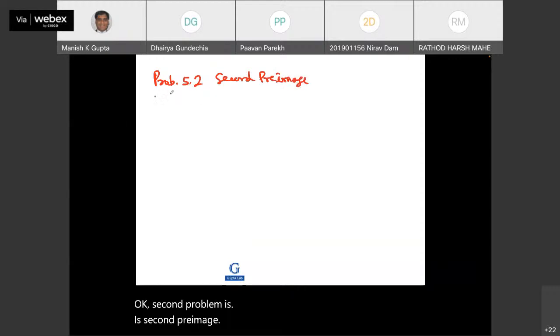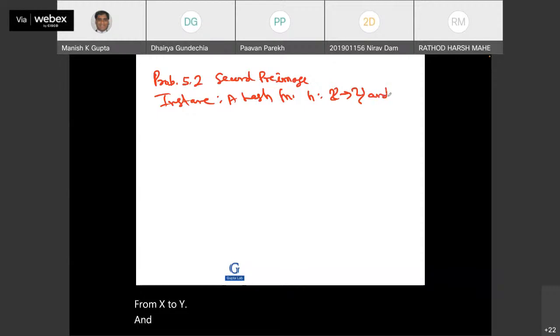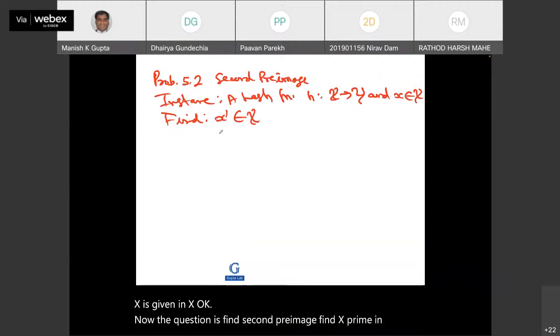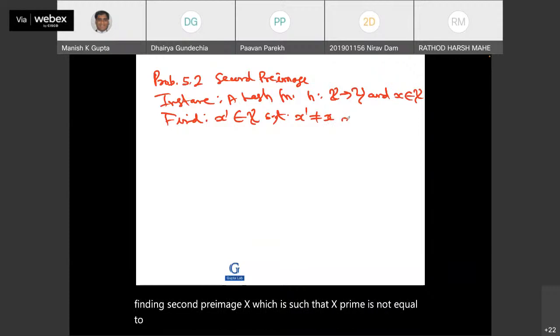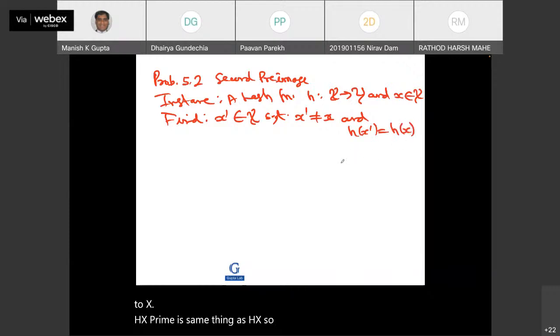Okay, so what is this here? An instance is given to you: a hash function h from X to Y, and an element x is given in X. Now the question is to find a second pre-image. Find x prime in X, such that x prime is not equal to x, and h(x prime) is the same as h(x). So this is a second pre-image.